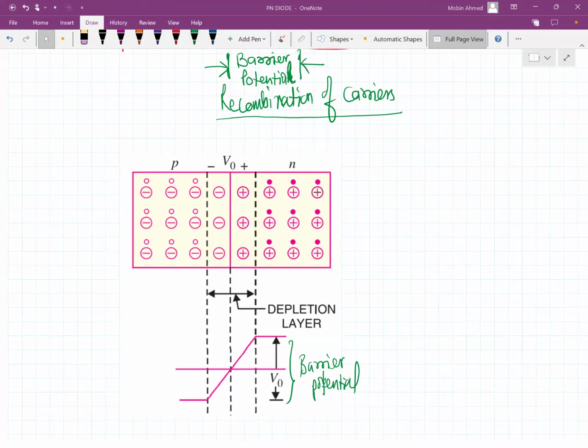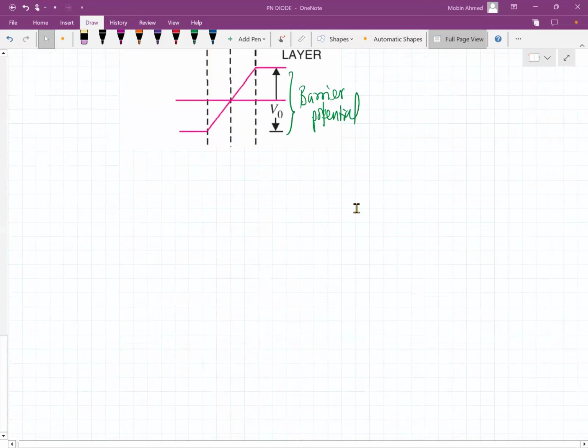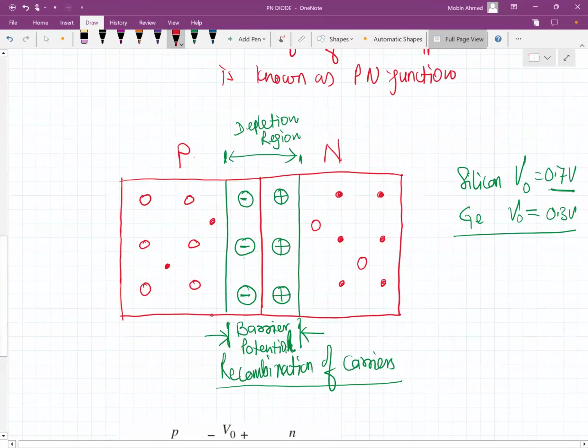So what we have understood so far in this, let me write this one a little bit. So we can say here, I will be writing very short notes.